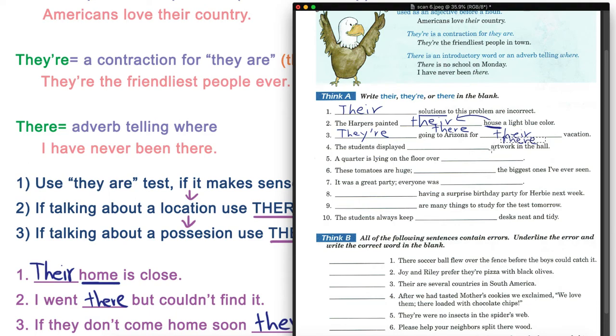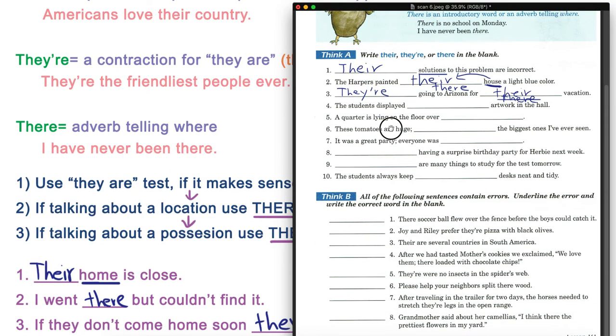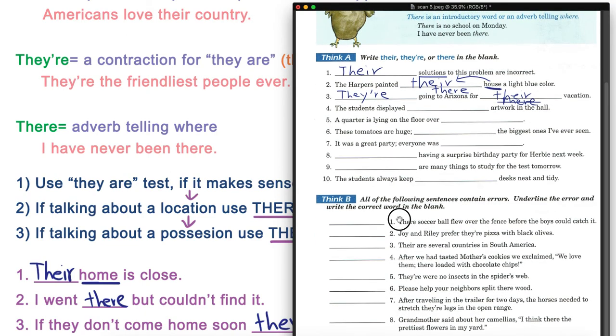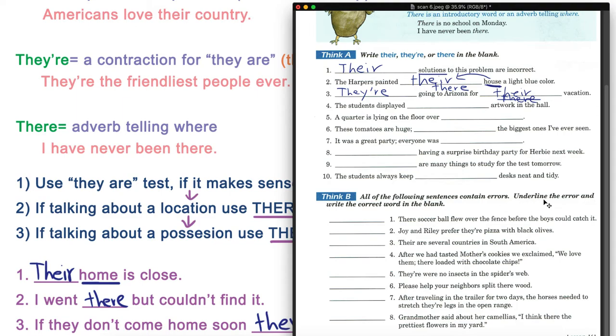Alrighty. Let me cross that out. Alright, you can do the rest. For Think B, all the following sentences contain errors. Underline the error and write the correct word in the blank. Okay, so their soccer ball flew over the fence before the boys could catch it.